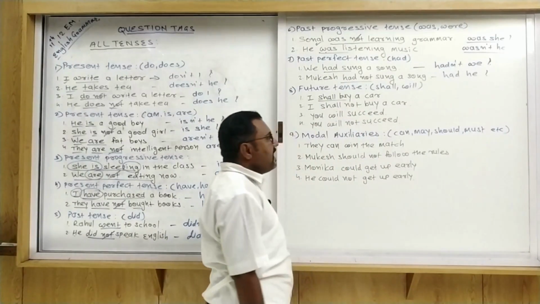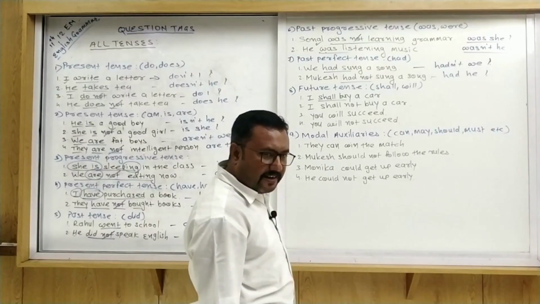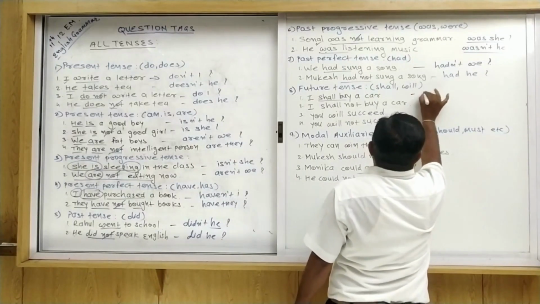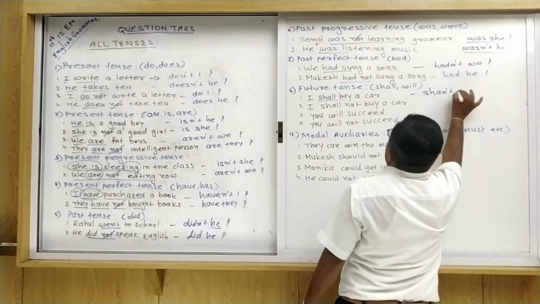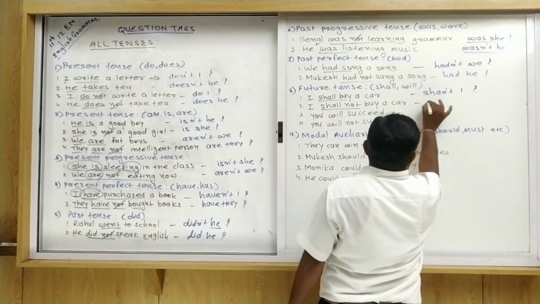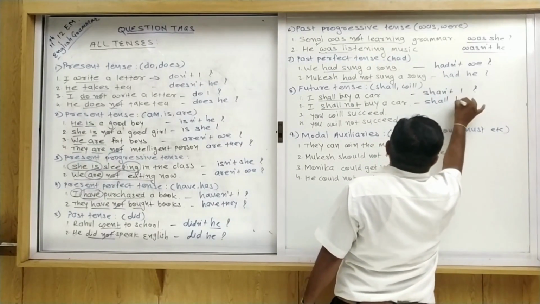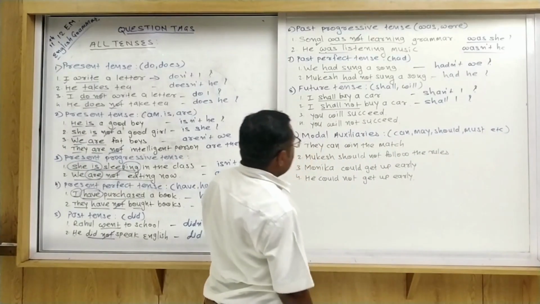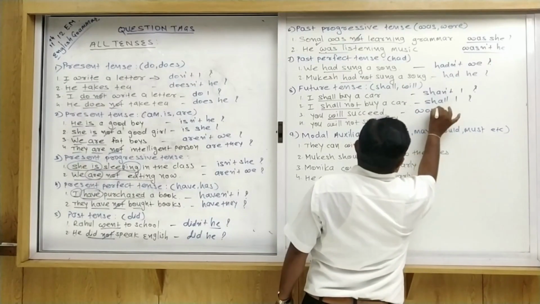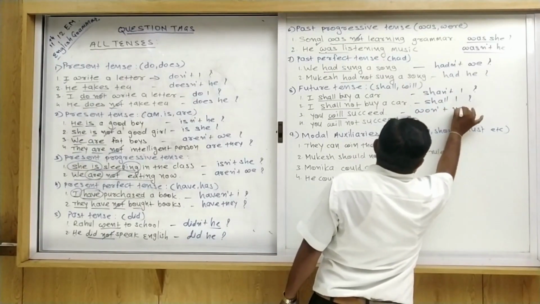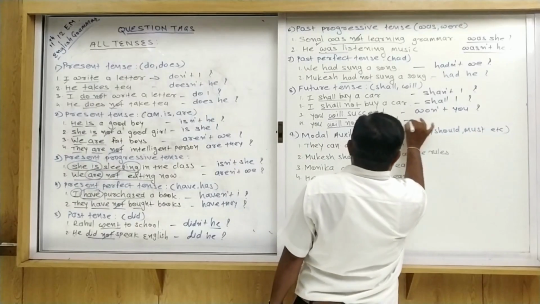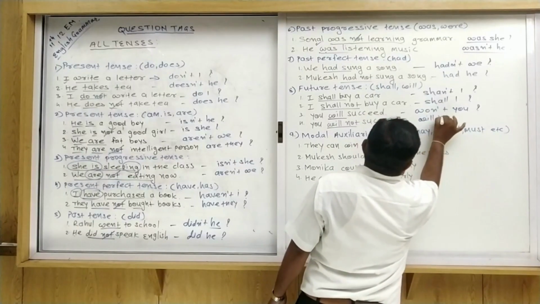Next, future tense. I shall buy a car. I shall. So what do we write? What is the negative of shall? Shan't. Very good. I shall. So shan't I? I shall not buy a car. Negative sentence. So shall I? You will succeed. Will is given here. So won't you? You will not succeed. So the right answer is will you?